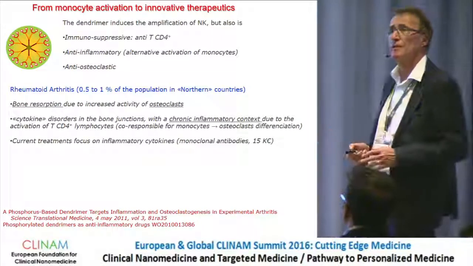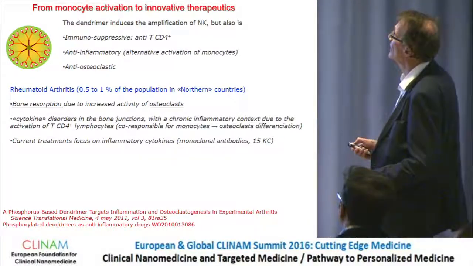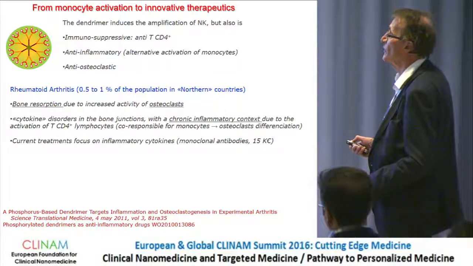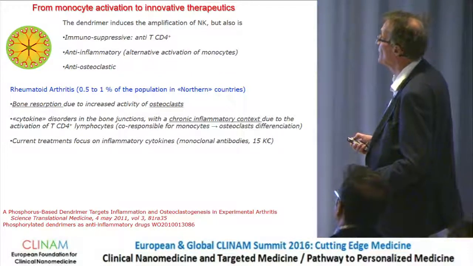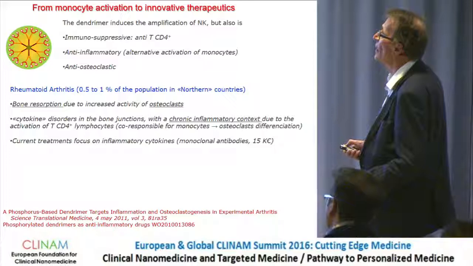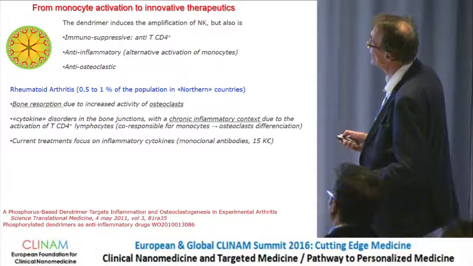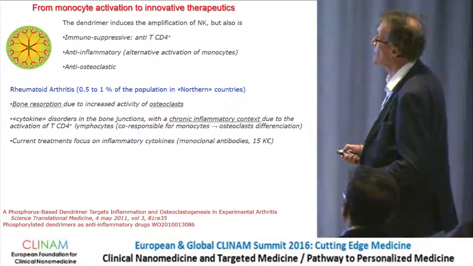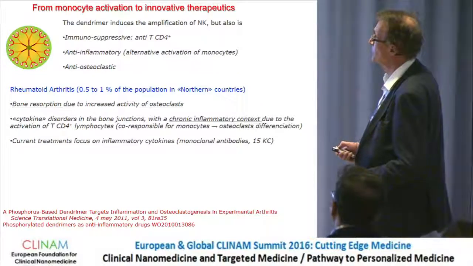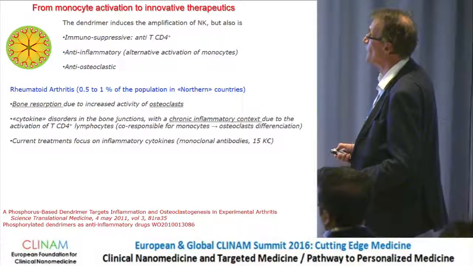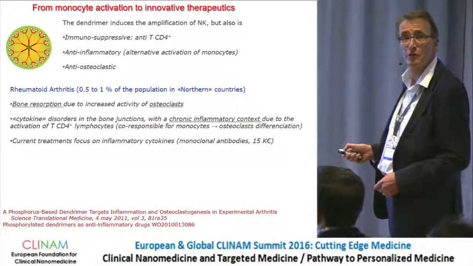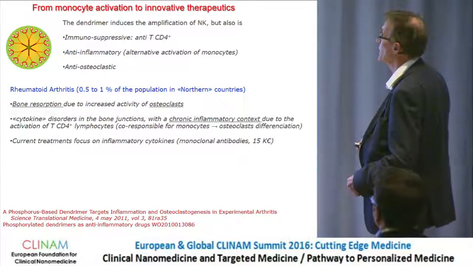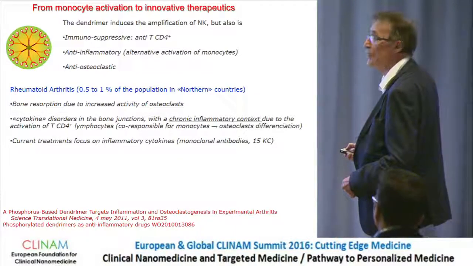So it was interesting. We were able, therefore, to demonstrate that the dendrimer induces amplification of natural killer cells, but also is immunosuppressive, that is to say anti-CD4+, anti-inflammatory, and anti-osteoclastic. So when you see these properties, you can think about using these dendrimers to fight rheumatoid arthritis. As you know, rheumatoid arthritis is characterized by bone resorption due to the increased activity of osteoclasts, then a cytokine disorder in the bone junction, with a chronic inflammatory context due to the activation of TCD4+.